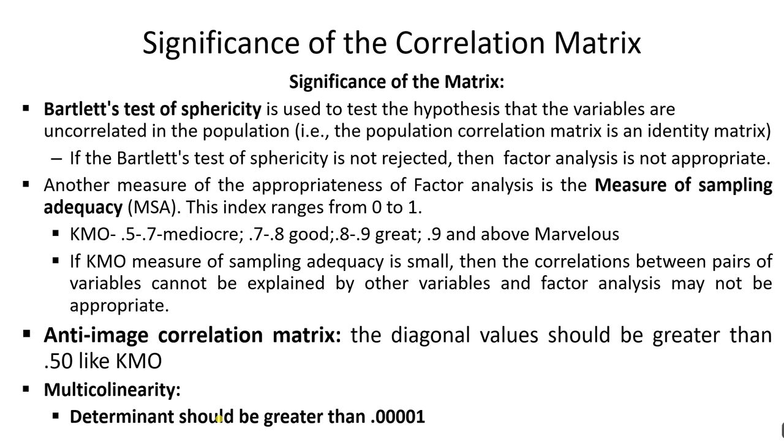This test is used to test the hypothesis that the variables are uncorrelated in the population. That is, the population correlation matrix is an identity matrix. This is the null hypothesis which is being tested by Bartlett's test. If this test is not rejected, then factor analysis is not appropriate. Why? Because the null hypothesis is that the population correlation matrix is identity. That is, there is no correlation among the variables.